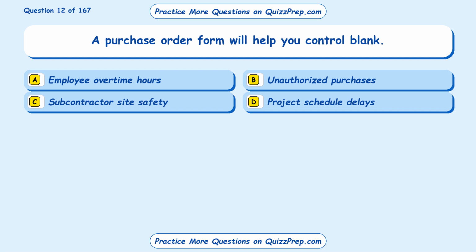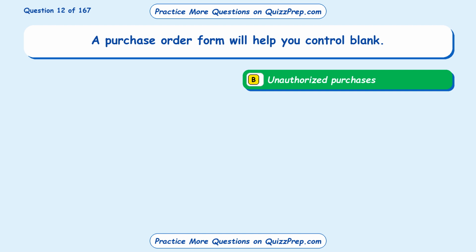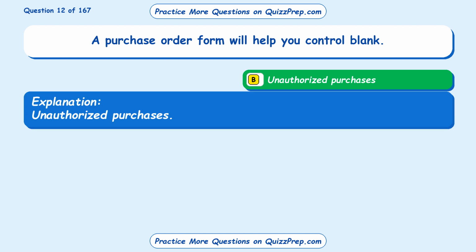Question 12. A purchase order form will help you control blank. Option A, employee overtime hours. Option B, unauthorized purchases. Option C, subcontractor site safety. Option D, project schedule delays. The correct answer is option B, unauthorized purchases.